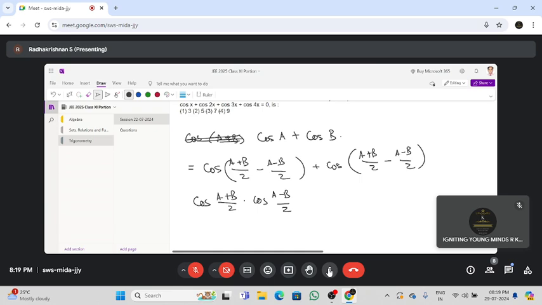Whenever you see A and B like this, A can be written as A plus B by 2 minus A minus B by 2. You simplify A plus B by 2 minus A minus B by 2 and see what you get. It looks like A cancels. Oh, plus, sorry. This is plus and this is minus. Correct. Thanks for pointing that out. Yeah, it's plus.